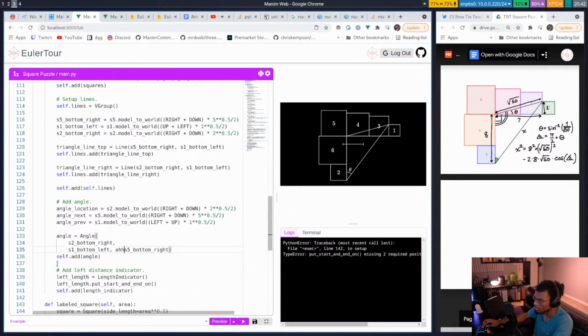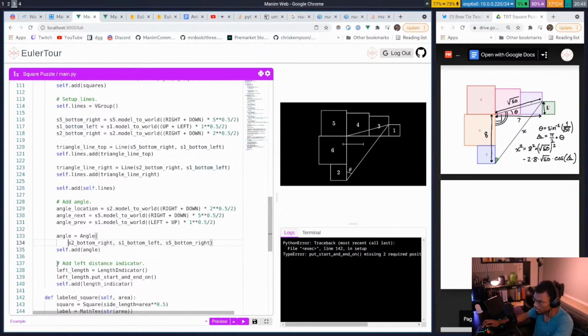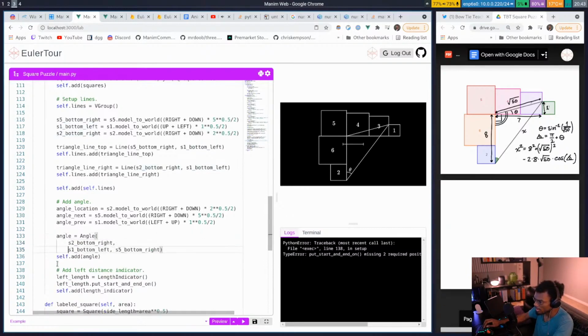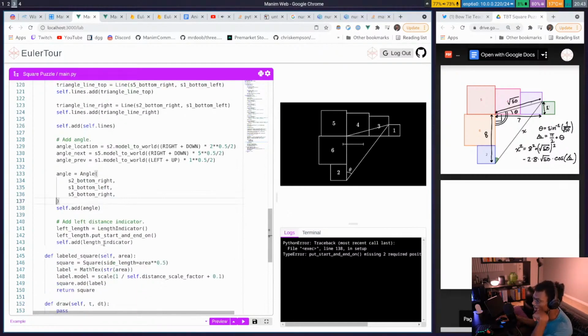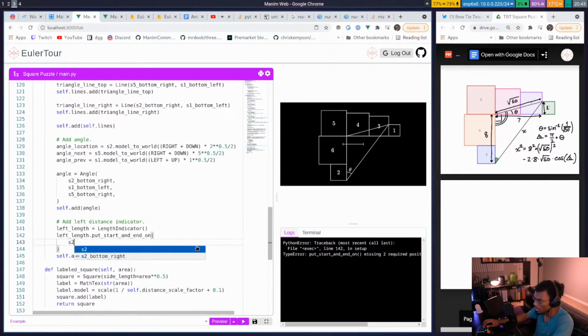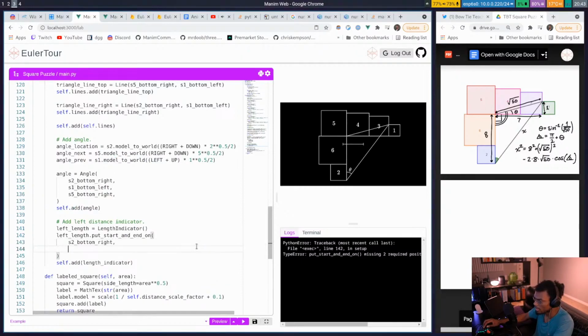I really should add Vim keystrokes to this. Save me some time. Yeah, I get better split up. I'll add that angle. And put start and end on. This will be the S2 bottom right and the S5 bottom right.